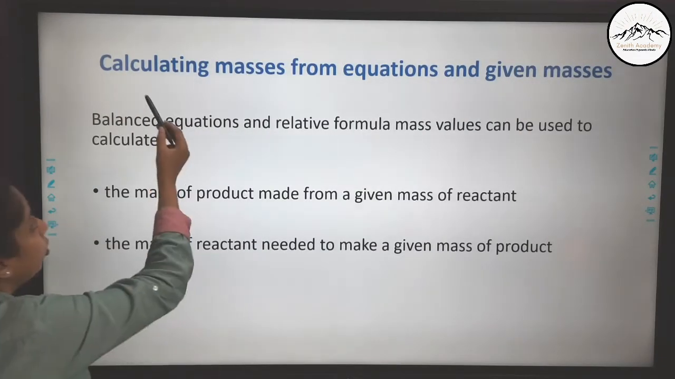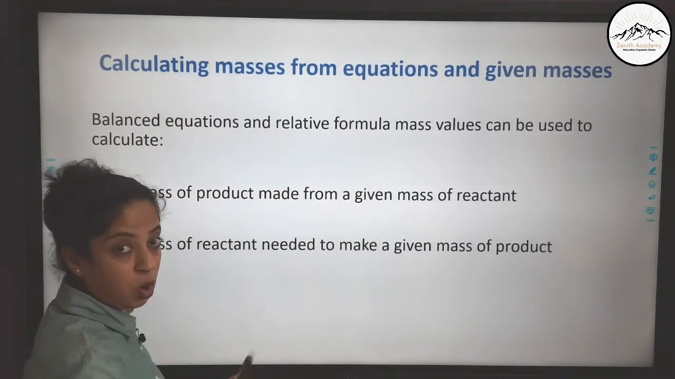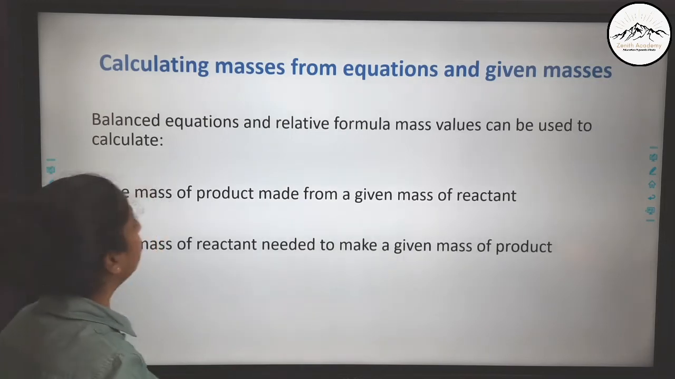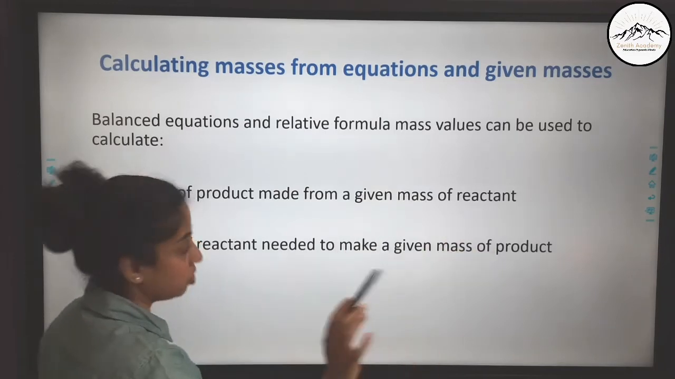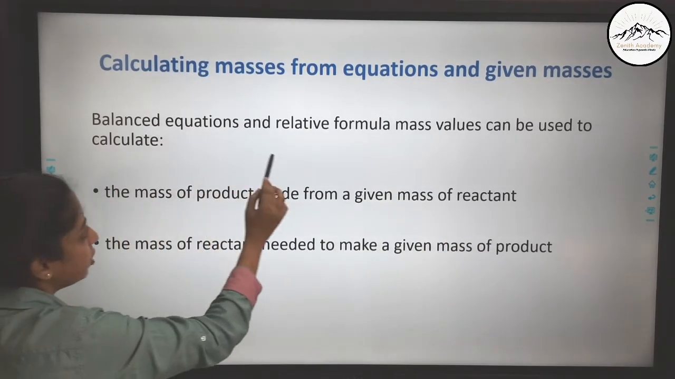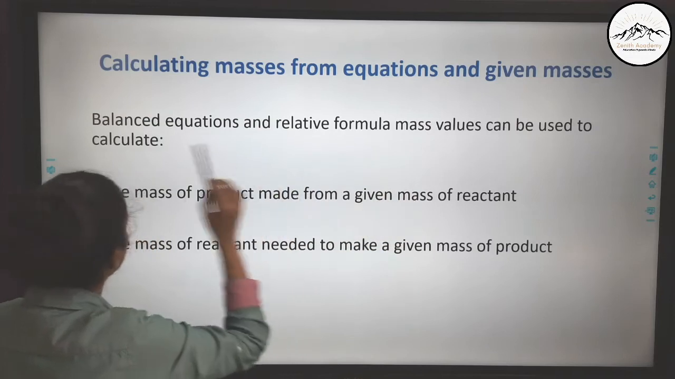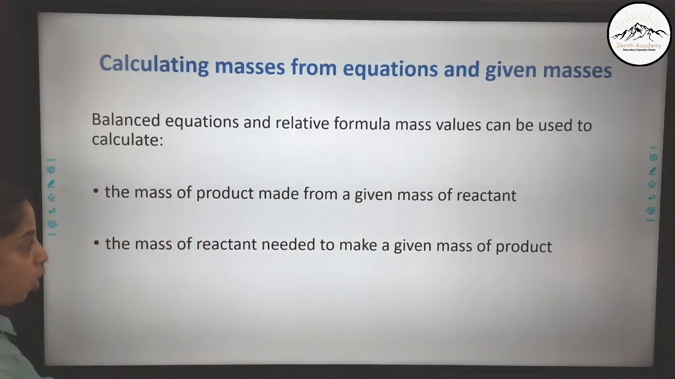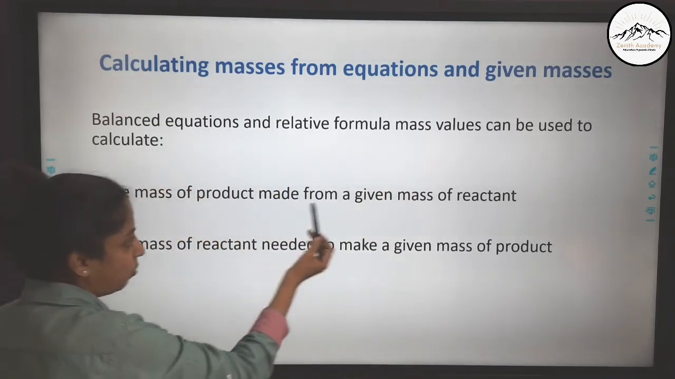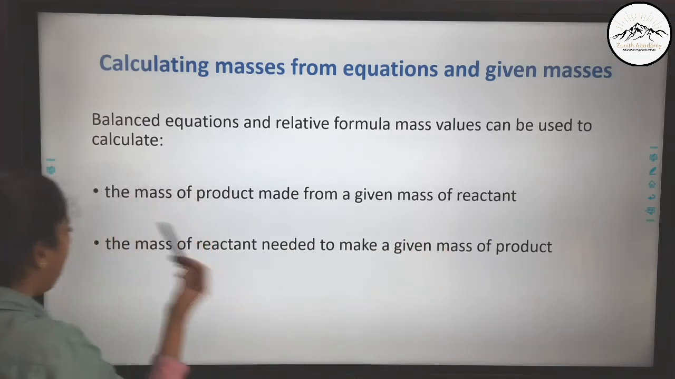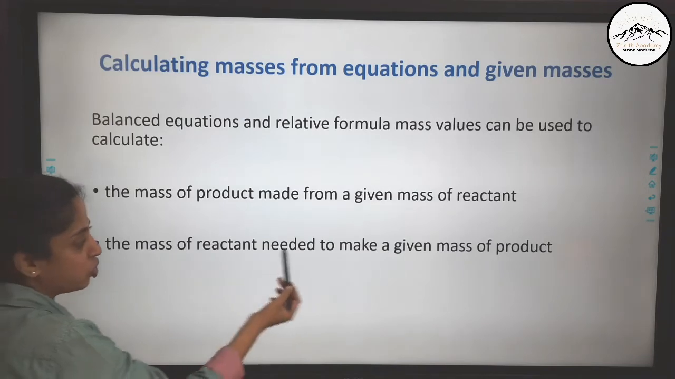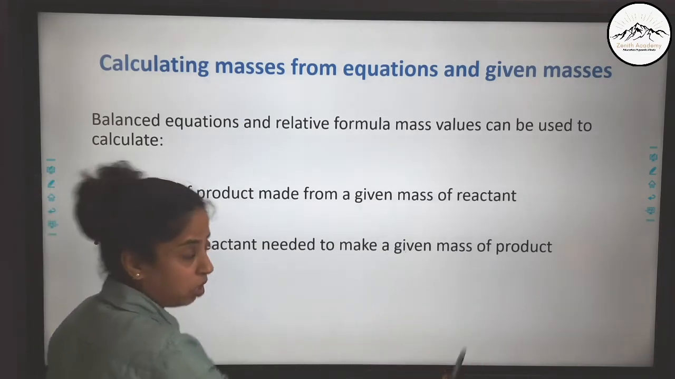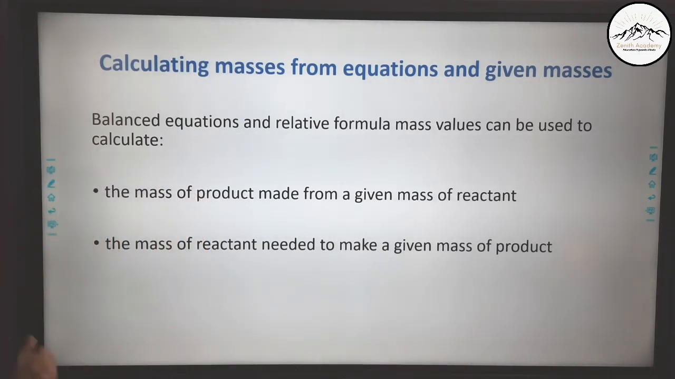So now if you want to calculate masses from the equation and not the amount in terms of moles. So when you want to find the amount in terms of masses from the equation and given masses, how to find? See, the balanced equation and the relative formula mass values can be used to calculate the mass of product made from a given mass of a reactant, and it also helps to calculate the mass of the reactant which is needed to make a given mass of the product. So basically it is used to find the mass of product and reactant.